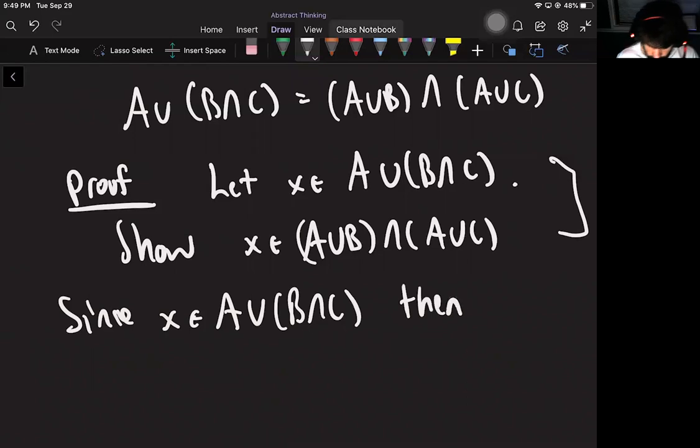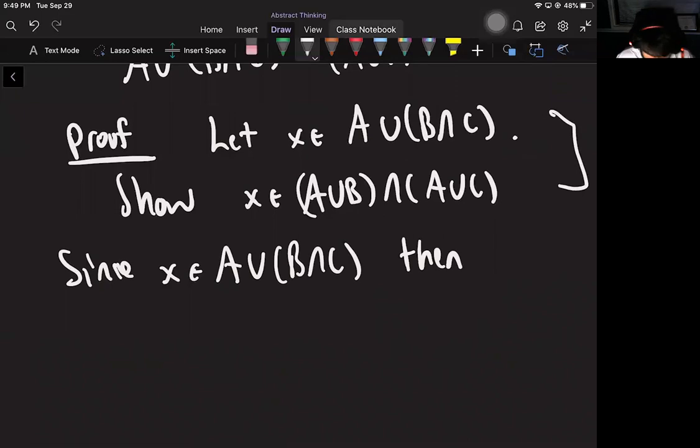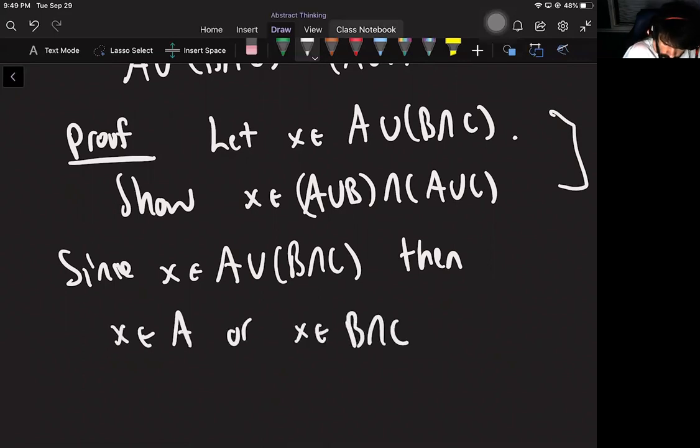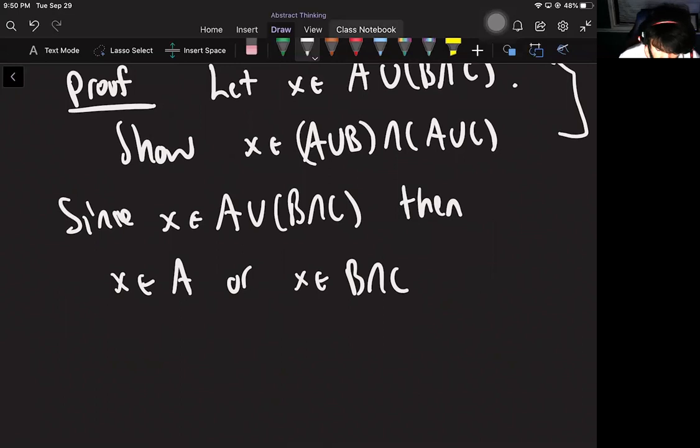what can I say from that? What can I actually write down? Well, it means that X lives in A or X lives in B intersect C. That's what it means for X to be in that set, because that set is the union of two sets, and this is what it means for an element to be in a union. It means it's in one or the other. So then we sort of have cases, because X can be in either one. So let's think about what happens. I guess I'll actually write down the phrase cases.